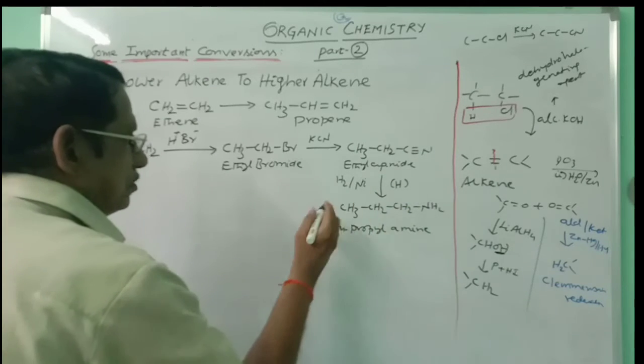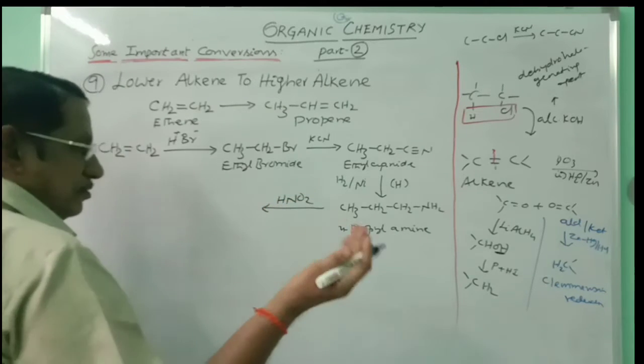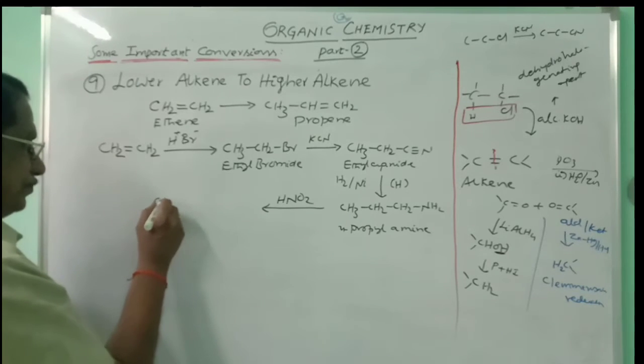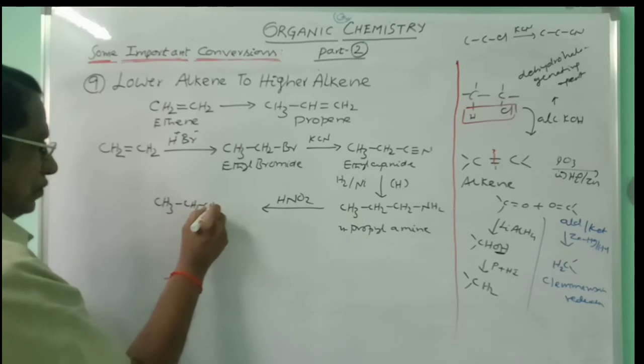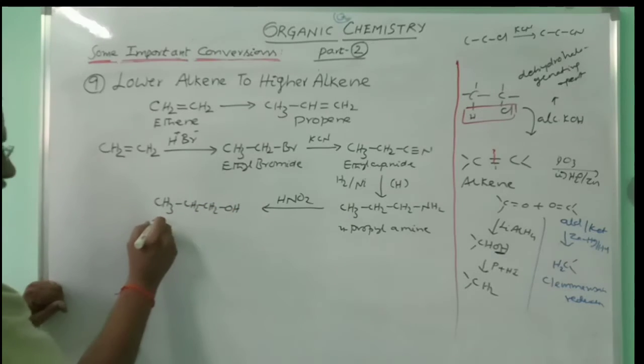Now, this is converted into alcohol by the action of nitrous acid. In the previous class, we already studied this. So, it will be converted into alcohol, CH3CH2CH2OH. This is propanol.